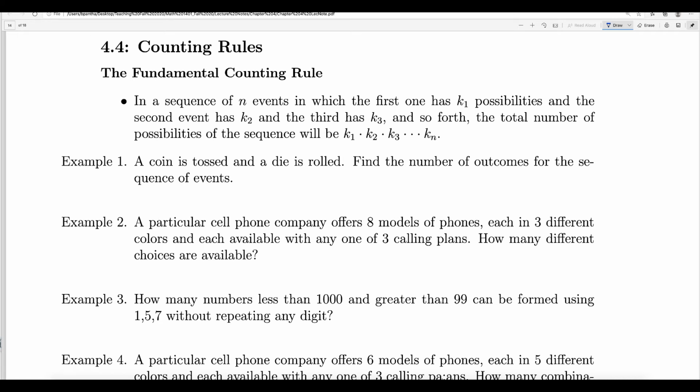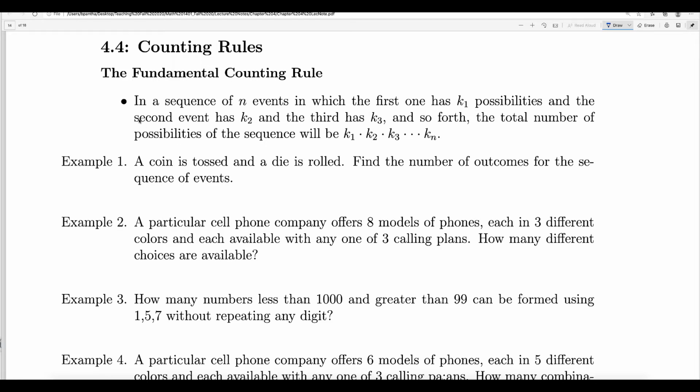Welcome to this video. In this video, I'm going to talk about the counting rules and the factorial notation. Also, I will talk briefly about the permutation. Okay. So what is the counting rule?